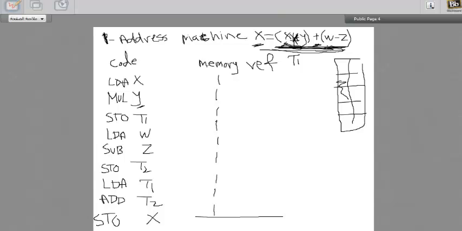Now, how many times do we access the memory? We have 2, 3, 4, 5, 6, 7, 8, 9. So we have a total of 9 memory accesses. Okay, I hope this was easy enough. Right. So we'll move to the next part, where we talk about the 2-address machine.